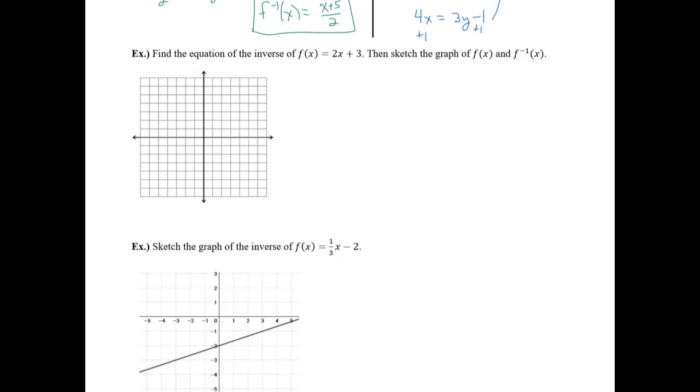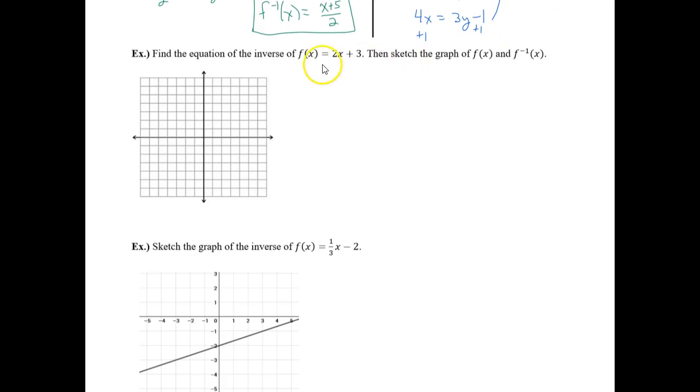In this video, we're going to be talking about sketching the graph of an inverse function. So this first problem says, find the equation of the inverse of f of x equals 2x plus 3, then sketch the graph of f of x and f inverse of x.